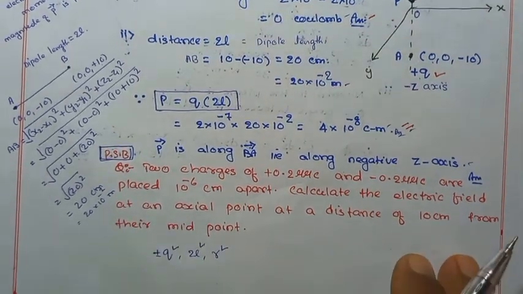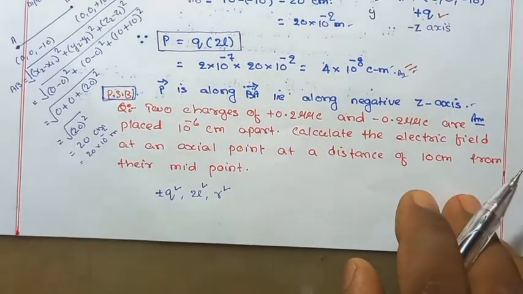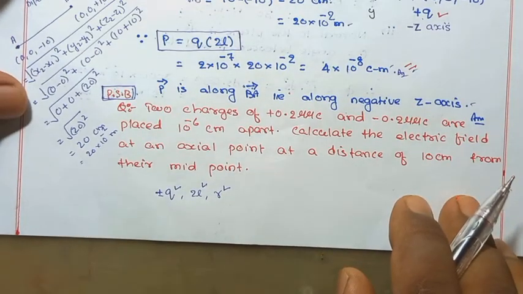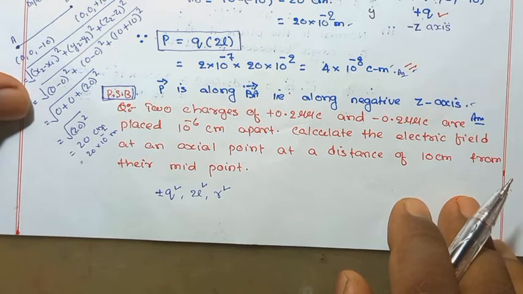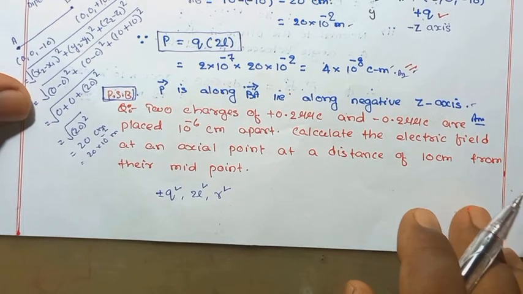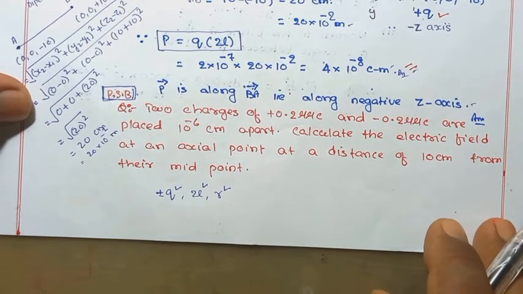One more important question we will see now. Two charges of 0.2 microcoulomb and minus 2 microcoulombs are placed 10 power minus 6 centimeter apart. Calculate the electric field at an axial point at a distance of 10 centimeter from their midpoint.